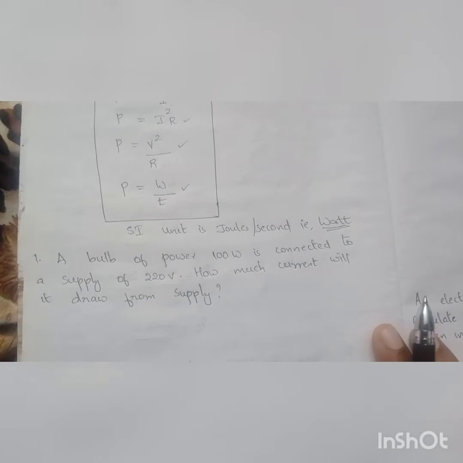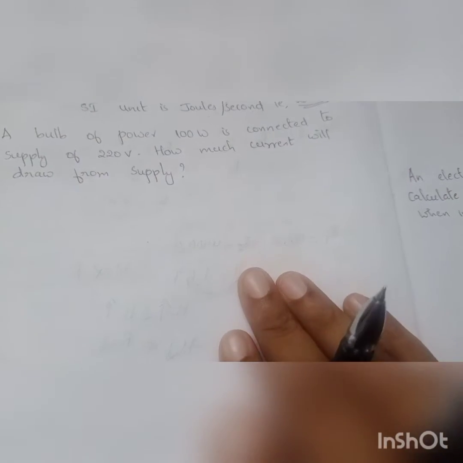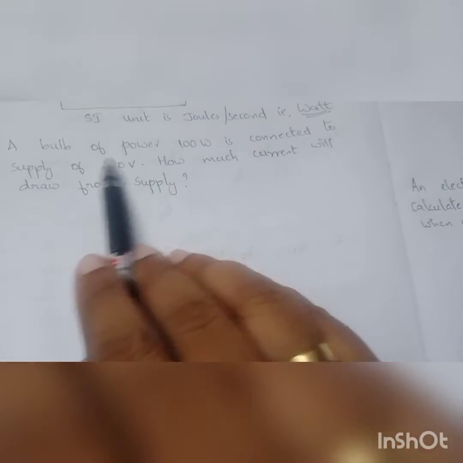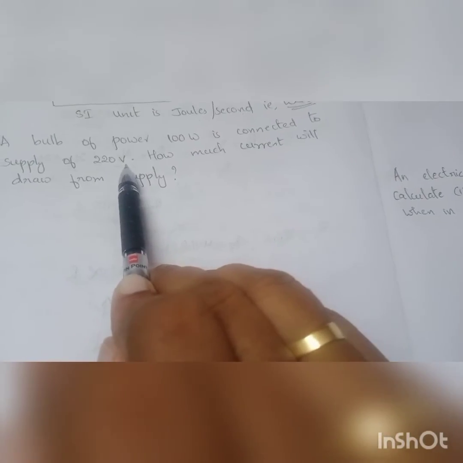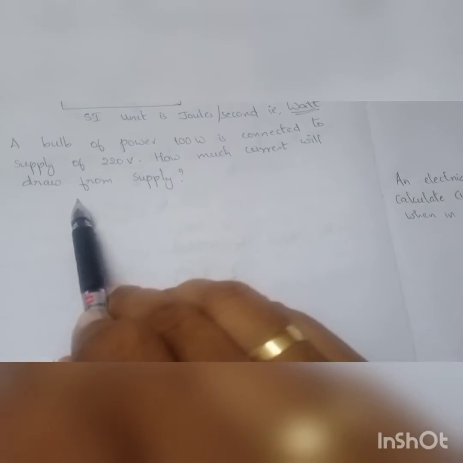Now let us move into some simple numericals. The first one: a bulb of power 100 watt is connected to a supply of 220 volt. How much current will it draw from the supply? Let me read the question once again. A bulb of power 100 watt is connected to a supply of 220 volt. How much current will it draw from the supply? So this is the question.